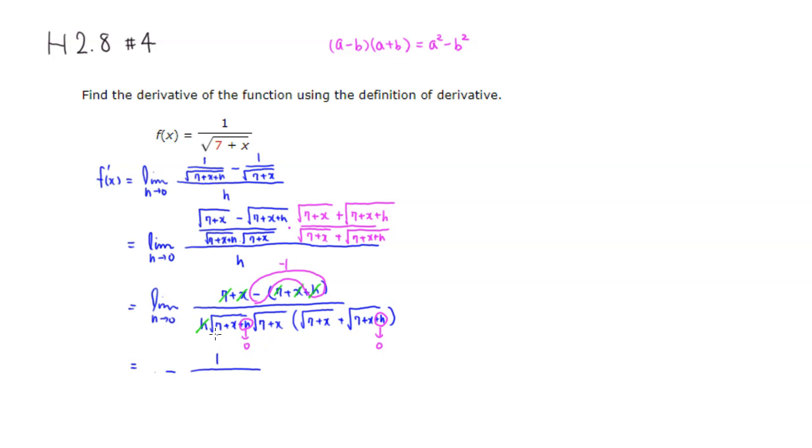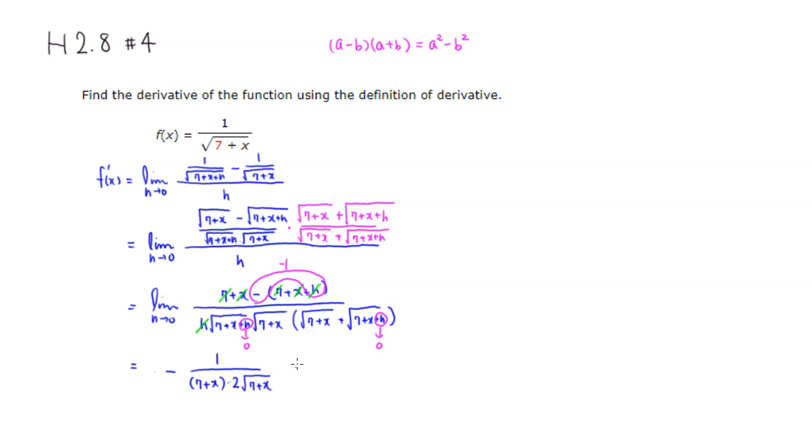All right, then we have a square root of 7 plus x times square root of 7 plus x, which is going to be just 7 plus x. So that's going to be 7 plus x. All right. So here you have a square root of 7 plus x plus square root of 7 plus x. So you have two of those. So this is actually addition. So it's going to be 2 times square root of 7 plus x.